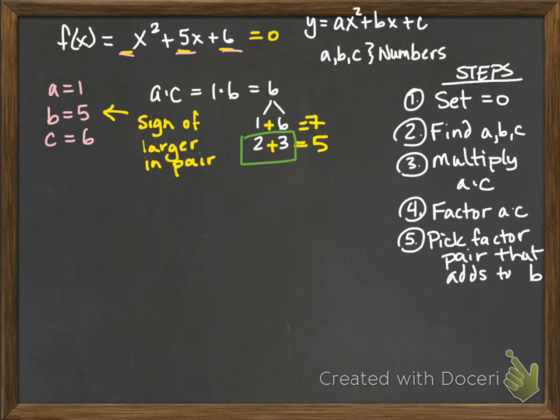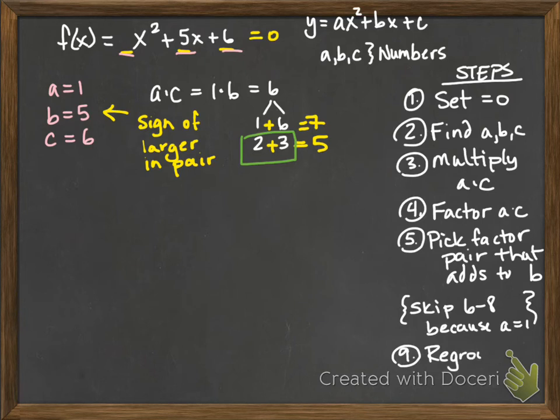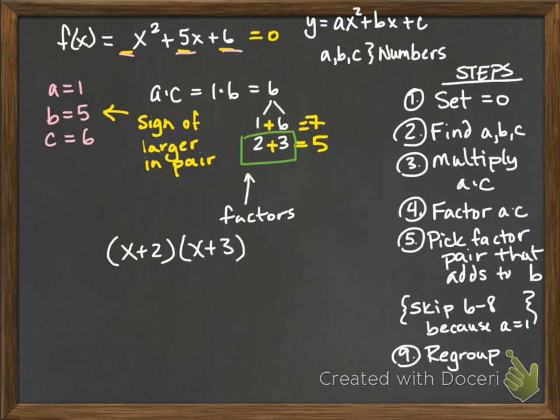Now there are a couple more steps that we would use, actually 3 of them. So I'm going to skip steps 6 through 8 because a equals 1. There are some other steps, these 6 through 8, and I'll show you on the next problem. But okay, so then our next step is step 9, rewrite or regroup. So instead of writing it x squared plus 5x plus 6, these are the factors. So we would write them like this: x plus 2, x plus 3. Now this is our same equation. It's still equal to 0, so I'm going to keep that there.